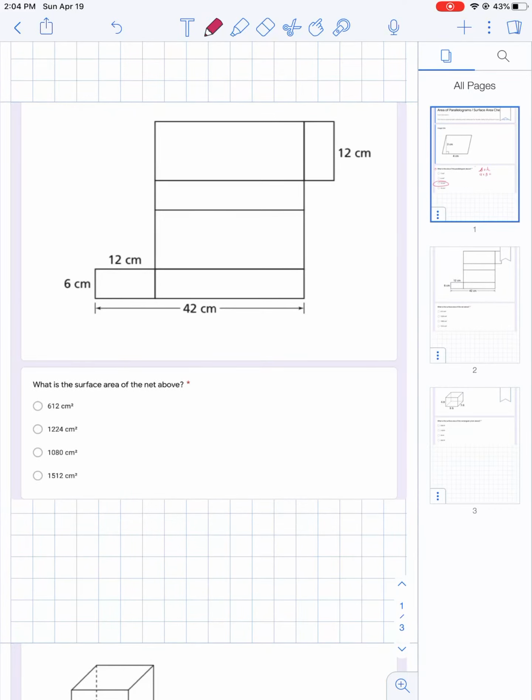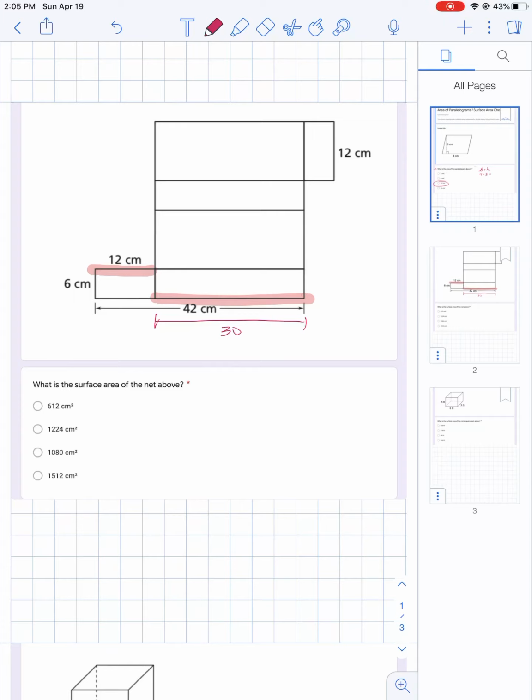This one was pretty tricky for many of you, so let's talk about it. If we're finding the surface area of this net above, that means we have to find the area of each one of these rectangles and then add them all up, right? So let's first talk about the dimensions that we're working with. This one's a little tricky because it gives us 42 right here, but we don't need this whole length. What we need is just this part right here. Because it tells us the 12 right here, if we take 42 and subtract 12, this part right here is 30. And that's what we need to find the area of all of these boxes, okay?